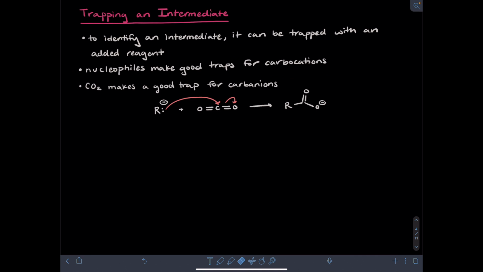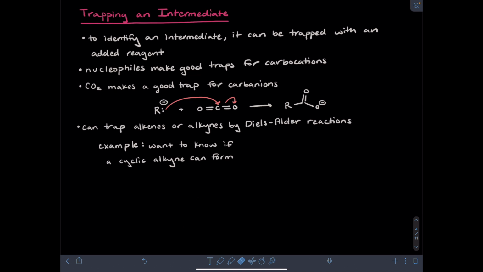So if you were unsure if you were making a carbanion, you could try your reaction with carbon dioxide present to determine if this reaction takes place. If it did, that suggests that there was a carbanion present. Another common trapping agent for either alkenes or alkynes is to add dienes in order to trap them in a Diels-Alder reaction.